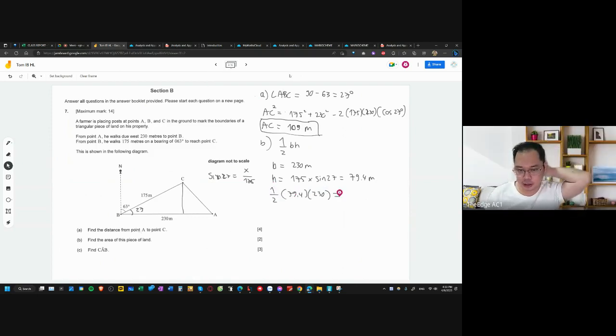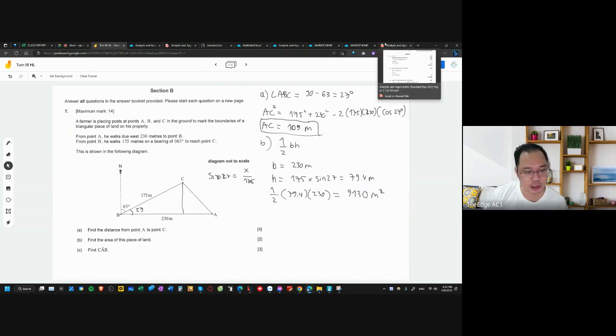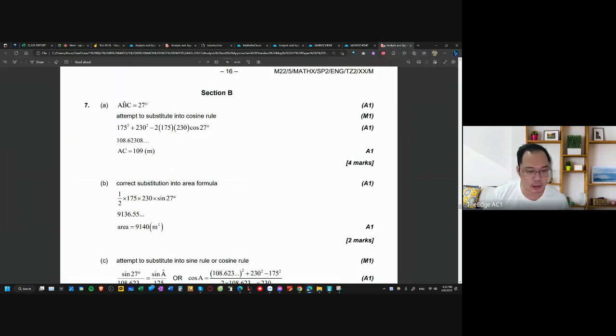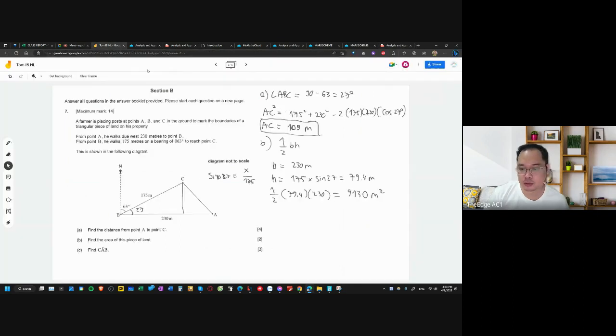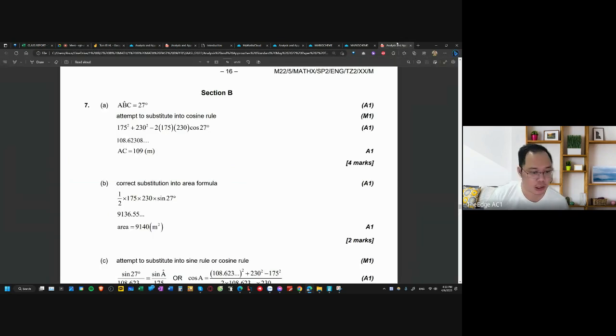79.4 is the height. And then the area, check 365, you can round to 9130. 365, yeah. And the area, yeah, there. 9140, like 31. So a little bit different from your result.